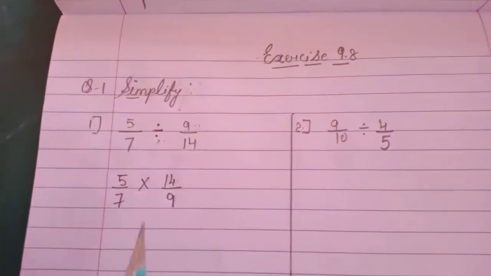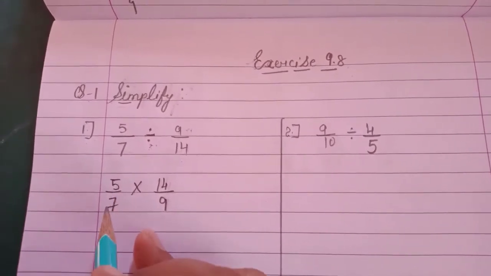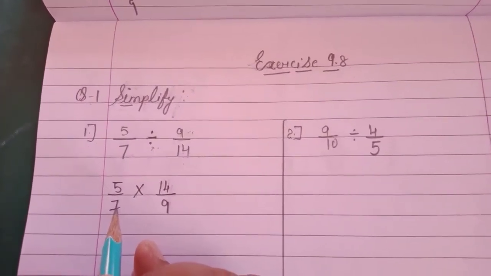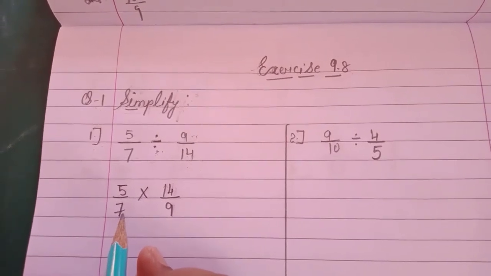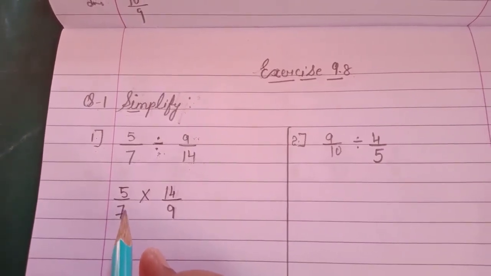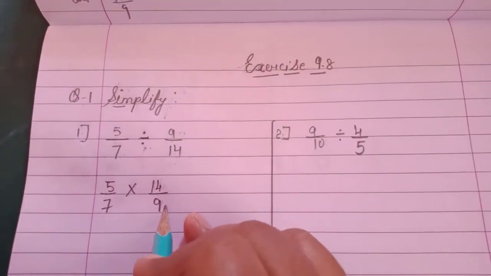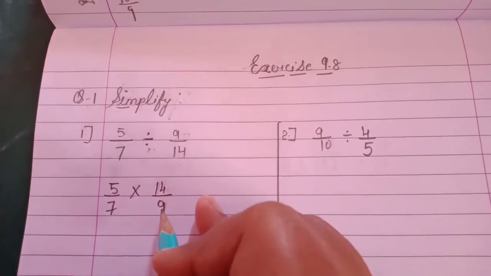Okay, so now it becomes a multiplication. So first we have to see which numbers can be divided. So 5 upon 7, numerator and denominator can be divided? 5 and 7 both are prime numbers, they will not come in the same table, so we will not divide. Now in the second fraction 14 upon 9, they are not prime numbers but they will not come in the same table.